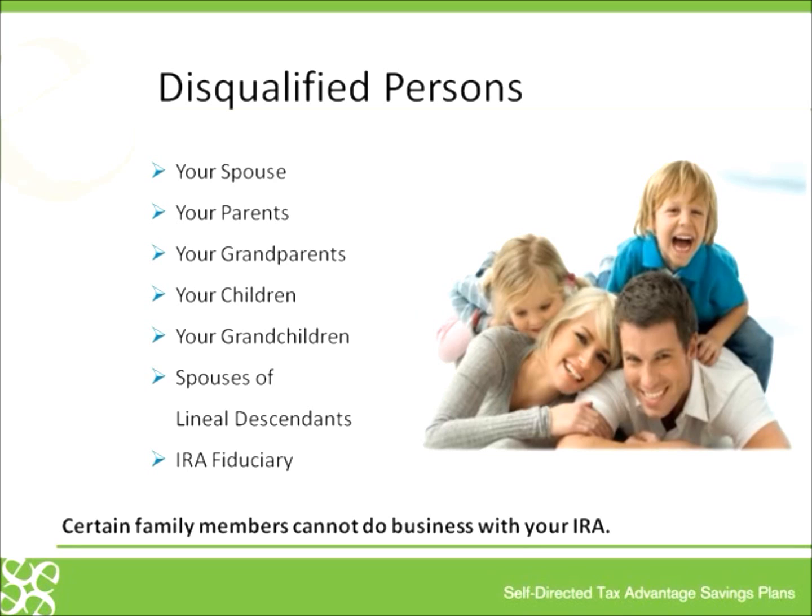These disqualified persons would be you for your IRA, your spouse, parents, grandparents, children. So anyone you can think of that is up or down, ascendants or descendants, you cannot do transactions with when it comes to your IRA. So what are some of the examples of prohibited transactions between a disqualified person and an IRA? Well, the most important thing is you can't buy, sell, or exchange.